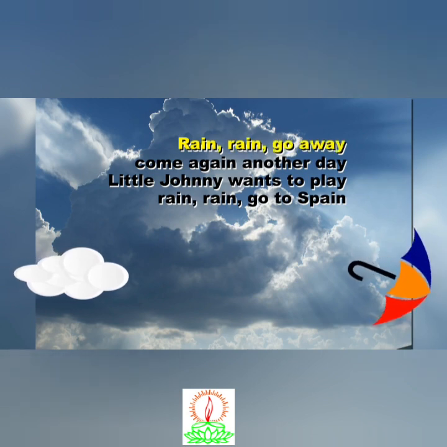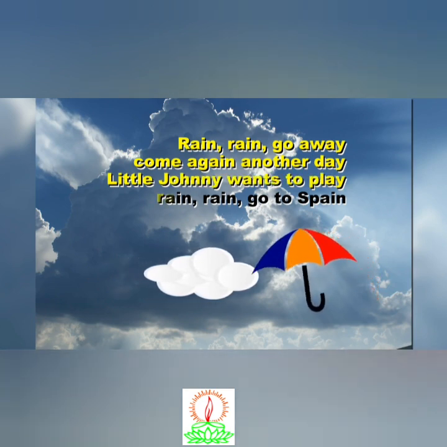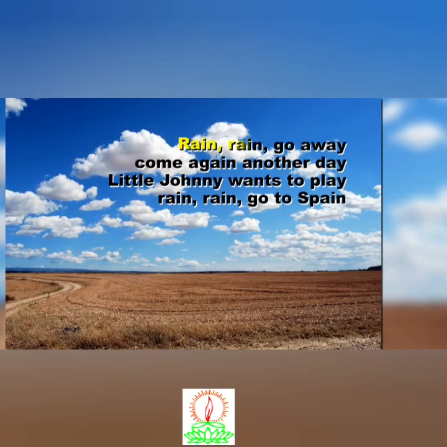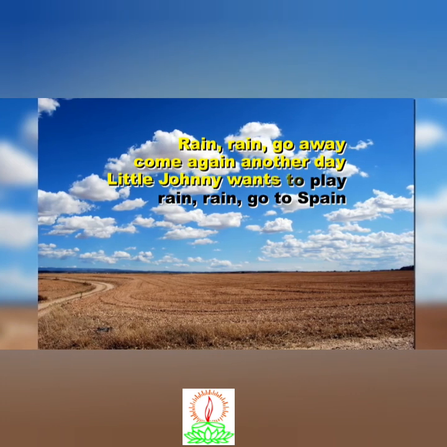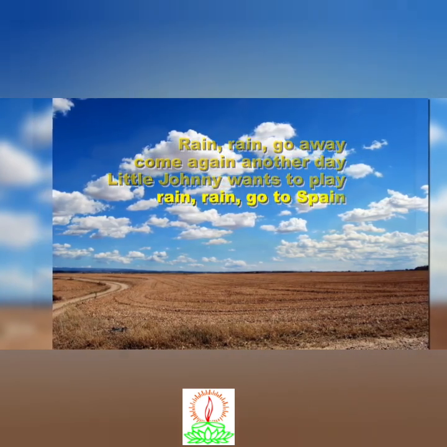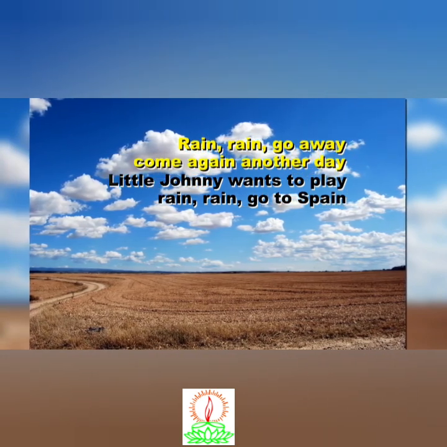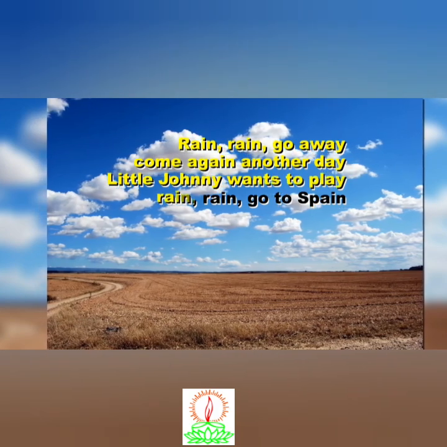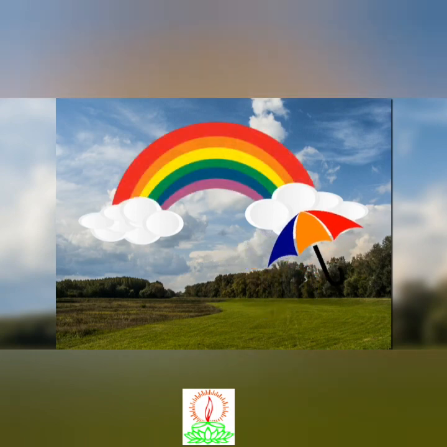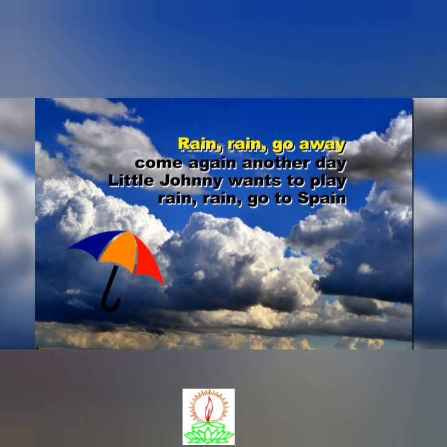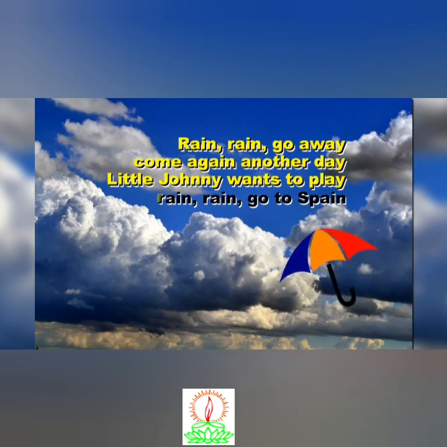Rain, rain, rain, rain, go away. Come again another day. Little Johnny wants to play. Rain, rain, go to Spain. Rain, rain, go away. Come again another day. Little Johnny wants to play. Rain, rain, go to Spain. Now let's practice the rhyme with action. Just watch the video and learn the action with rhyme.